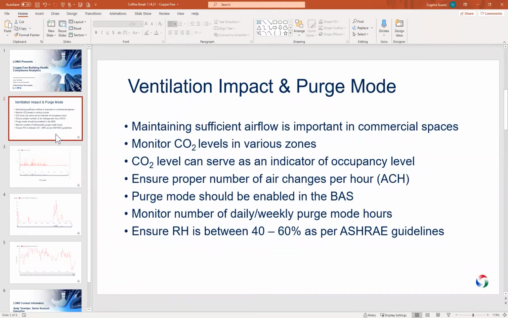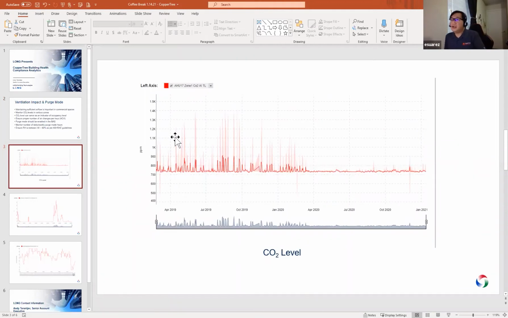When monitoring CO2 levels in different zones, it is always good to look at the historical trends over a period of time and see how you're performing. So this is one of the buildings, an example site from our customer, and as you can see right here.